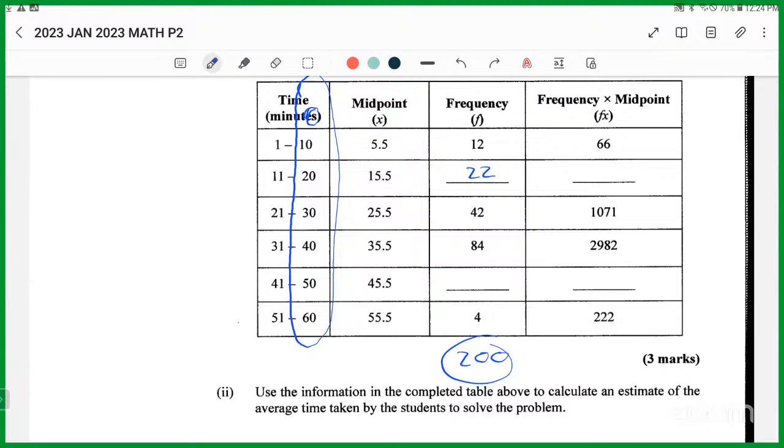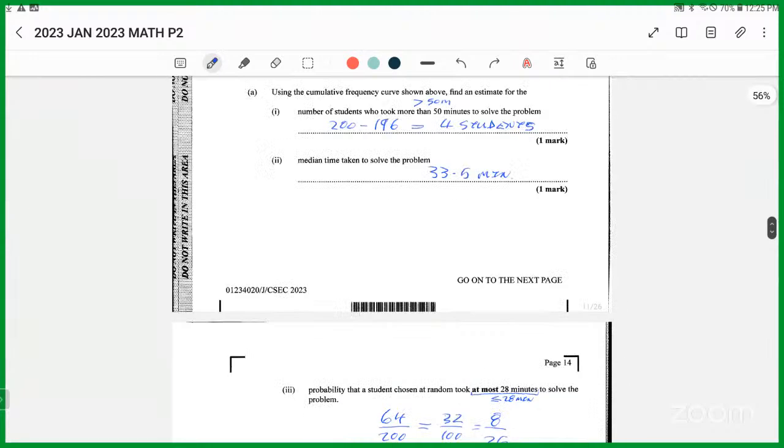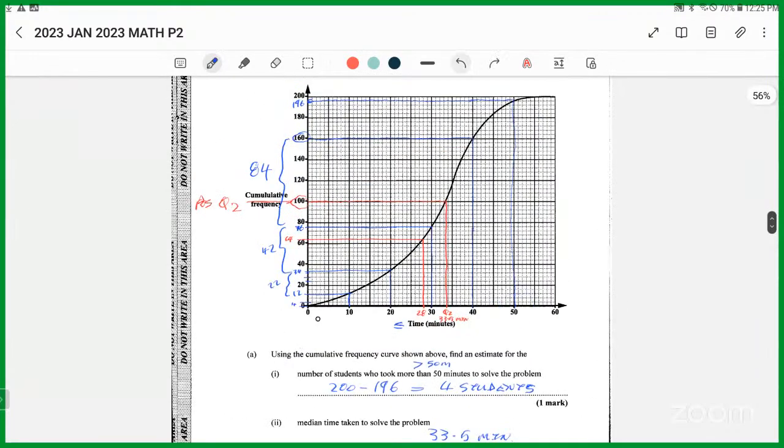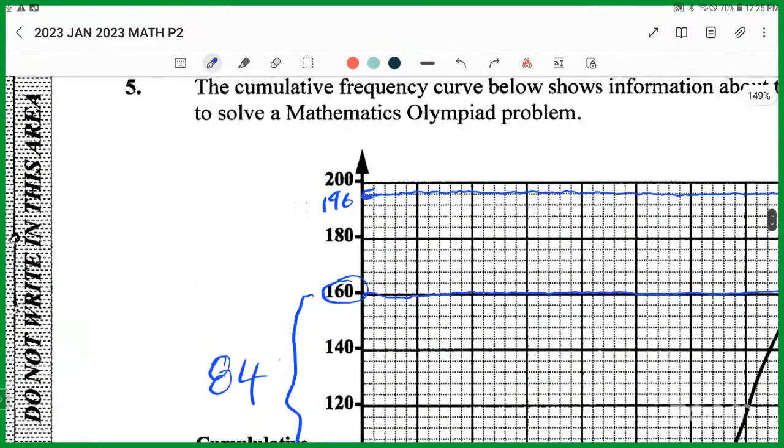200 minus some of those. There you go. And again. 36. So between 40 and 50 is supposed to be 36 students. Let's see. We did 50 already. Remember we did 50 earlier? 50 corresponded to 196. We did it correctly. Between 196 and 160, that's 36 students.